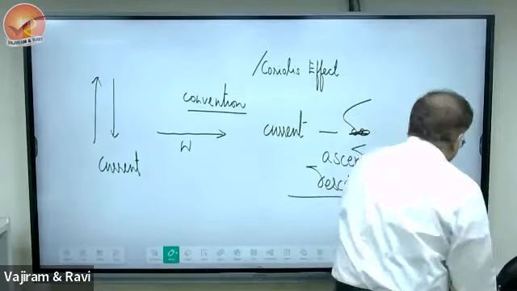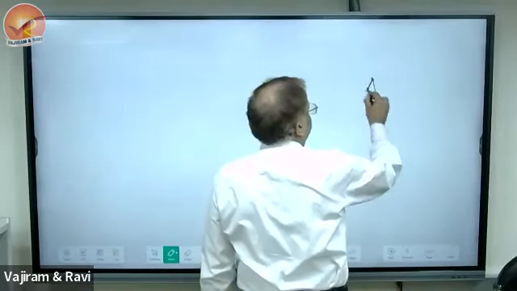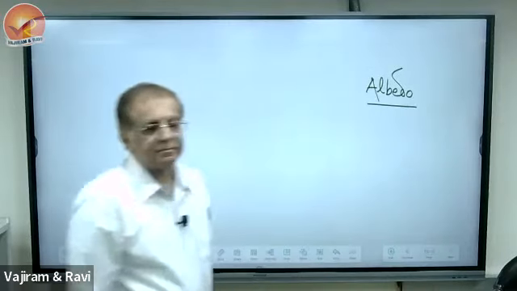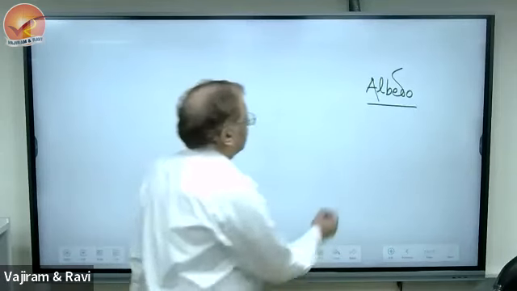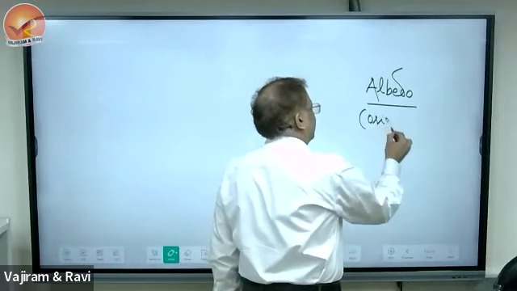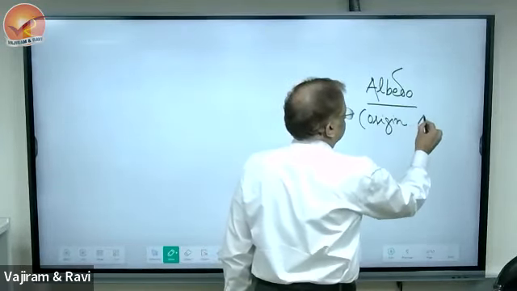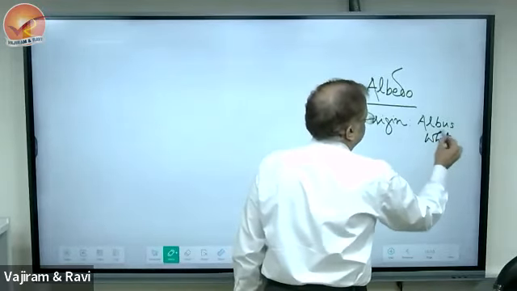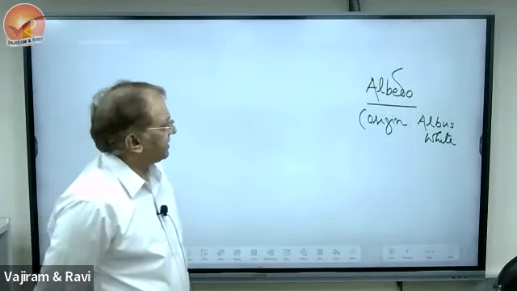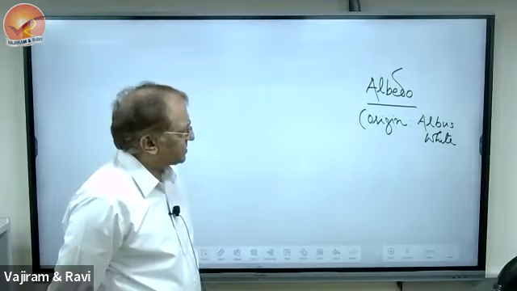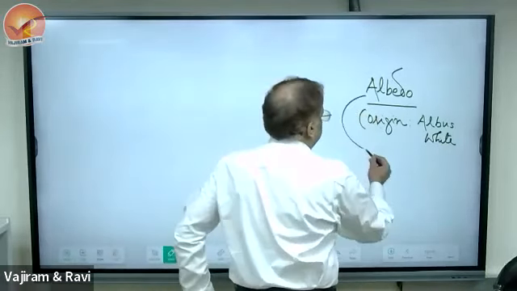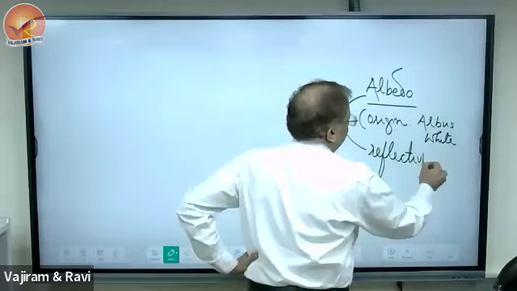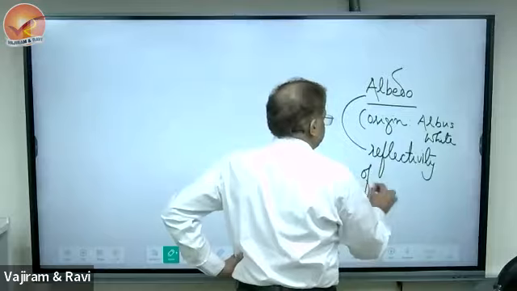Now on the margin, please write this word, it will come later. Just write on the margin today, albedo. Within brackets, origin from the Latin word albus, which means white. The word albedo comes from the Latin word albus, which means white. And albedo refers to reflectivity of a surface.